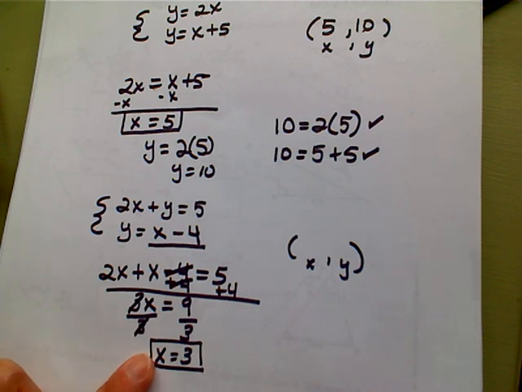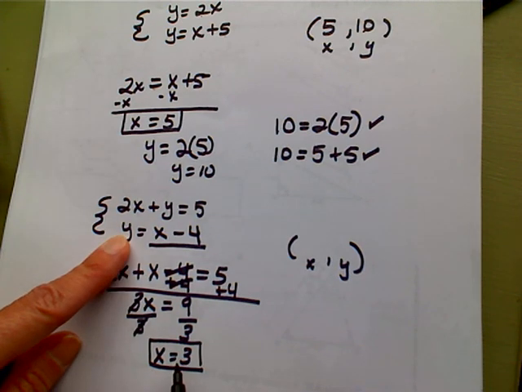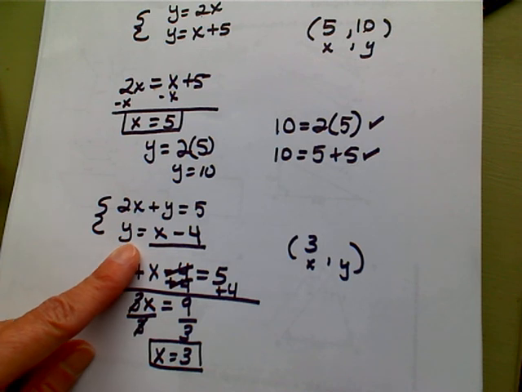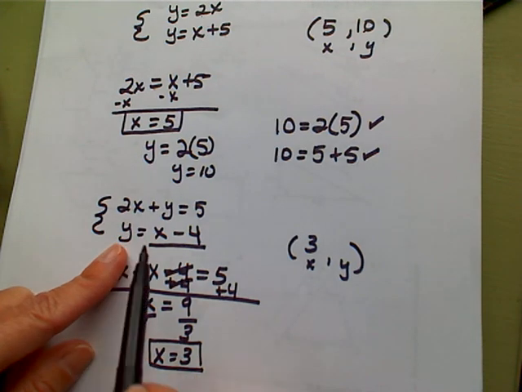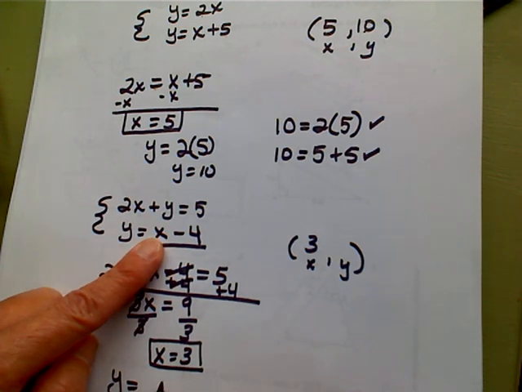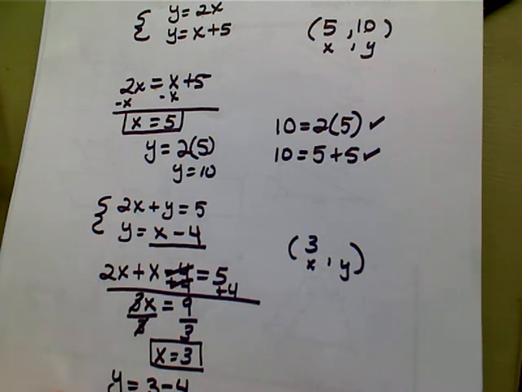So now, since I used this equation for the first one, I'm going to take this 3 and plug it into the second equation, since I didn't do that one yet. So now that I know the value of x, which is 3, I'm going to write that in my ordered pair really quick so I don't forget to do that. I'm going to go back to this equation, and I'm going to say that y is x, which is 3, minus 4. So y is 3 minus 4, which is negative 1.